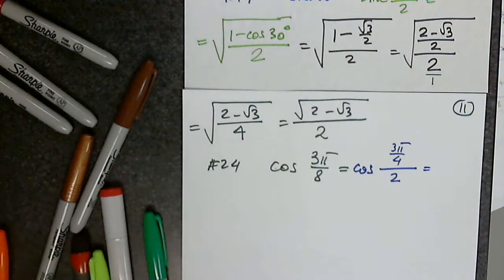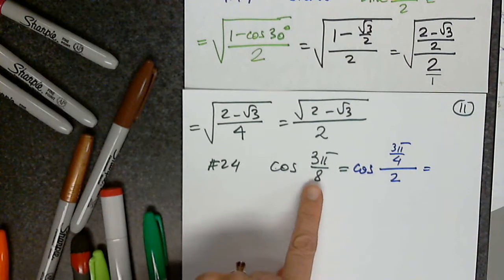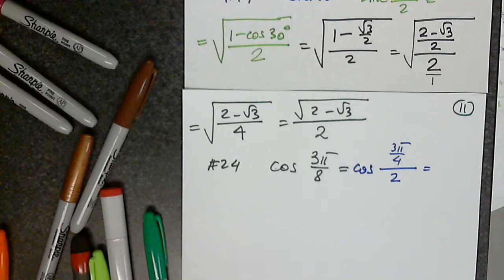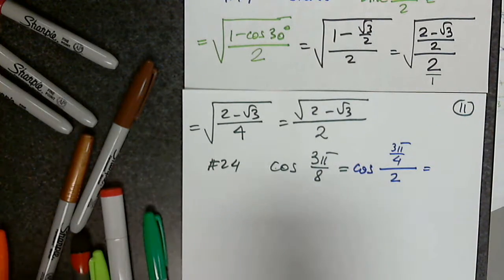Good. Now I have to determine which quadrant this angle has its terminal side, because I need to know if it's going to be positive or negative. Exactly. So let's multiply 3 times 180 divided by 8, and tell us the quadrant. It is in the first quadrant. You got 67.5. Okay, good. So everything is positive.